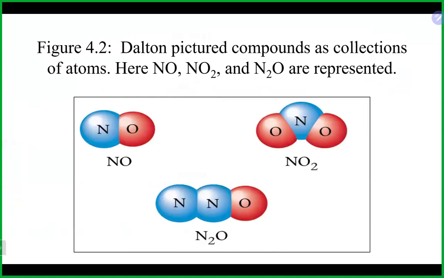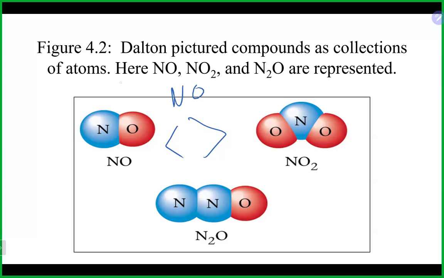So this is how Dalton pictured compounds. In this case, we have the same 2 elements, nitrogen and oxygen, in all these. But depending on the combination of those elements, how many of each come together, and their geometrical shape as well, they have different properties. So even though they're all composed of the same 2 things, nitrogen and oxygen, they can have very different properties depending on how many nitrogens or oxygens are present, and also how they are attached to each other.